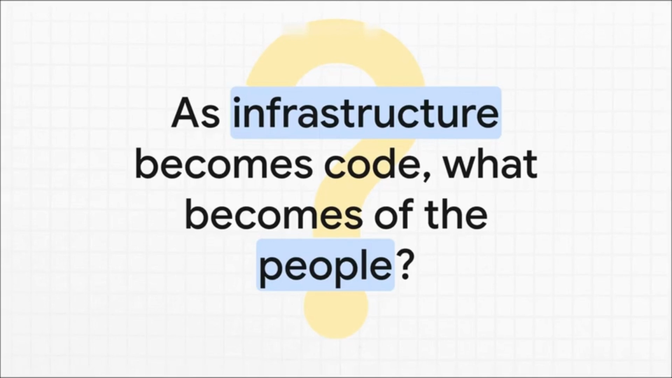So all of this leaves us with one final, really important question to think about. As our infrastructure literally becomes code, what happens to the people who used to manage it? And the answer isn't about replacement. It's about evolution. It's a shift from being a manual operator to becoming a strategic automator. And honestly, that's a pretty powerful change.